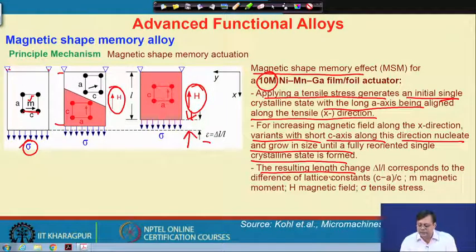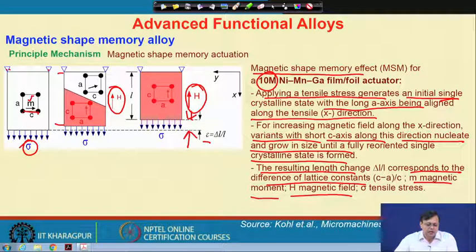So, the resultant length change corresponds to a difference of the lattice constant, and m is the magnetic moment, here h is the magnetic field and sigma is the tensile stress. So, this is a typical magnetic field induced reorientation or MIR type of relationship. So, magnetic induced reorientation of the twin variants and so on.